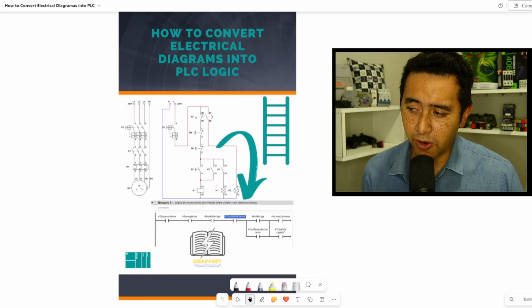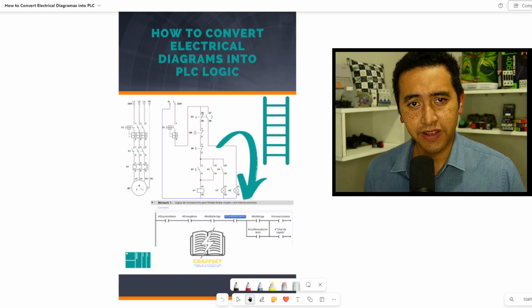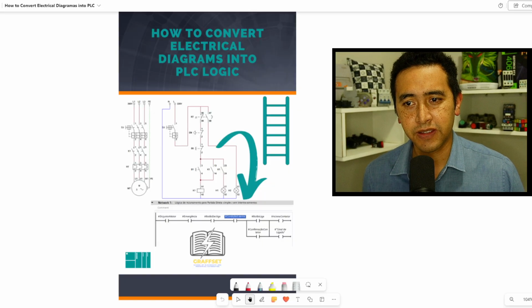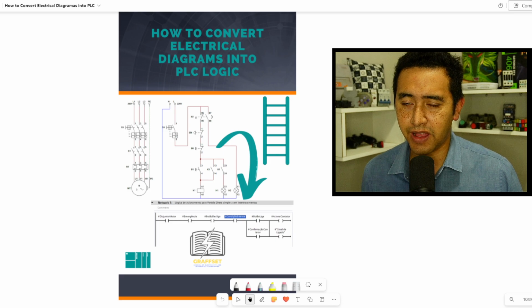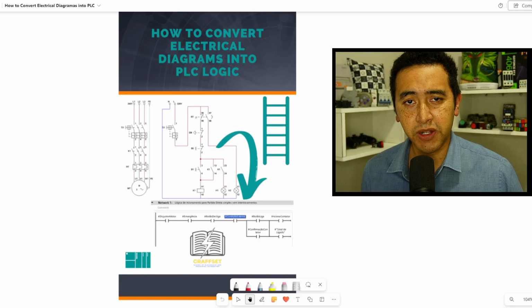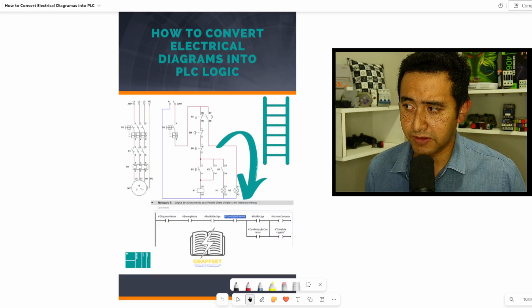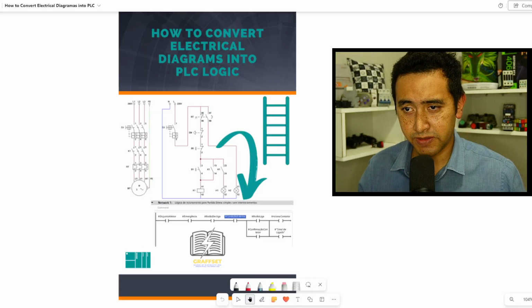If you already have basic knowledge about control diagrams like DOL starter, forward, reverse, this course is made for you. I hope that you enjoy this, and let's begin.